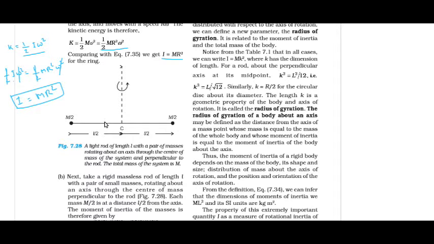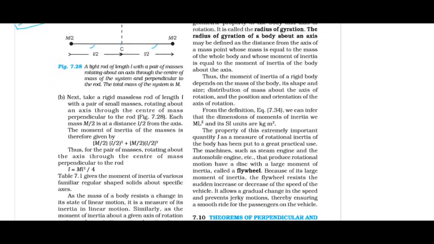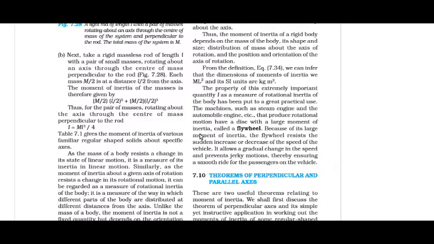So the masses are m by 2, and the distance is L by 2, this distance and this distance. So the axis is passing through the center of mass and it is rotating. Now each mass m by 2 is at a distance L by 2 from the axis.